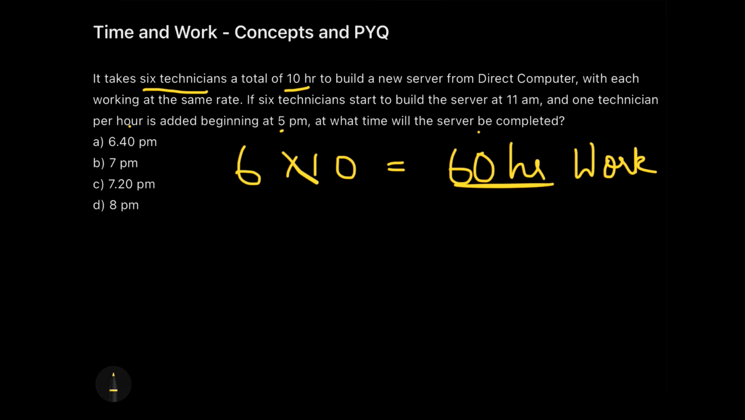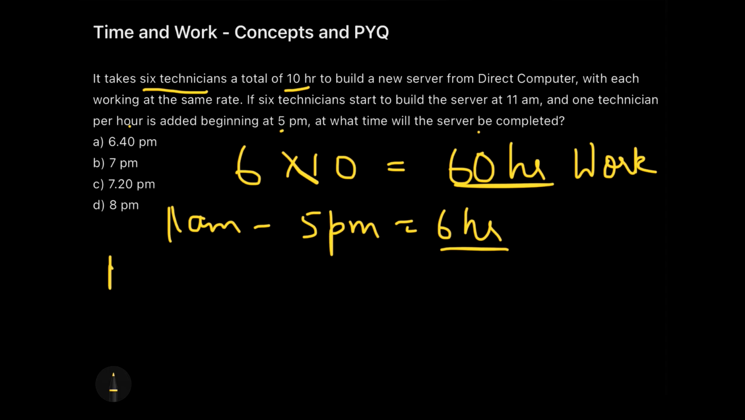So it's an interesting question. First of all, we need to see what is constant for us till now. From 11 a.m. to 5 p.m., that is for 6 hours, we can see that no extra technician is added in the game. So, because no extra technician is added, we can simply do one thing. We can see that in 6 hours, how much work needs to be done by 6 people. So, this is the formula we have already done: man hours into the number of days is equal to work.